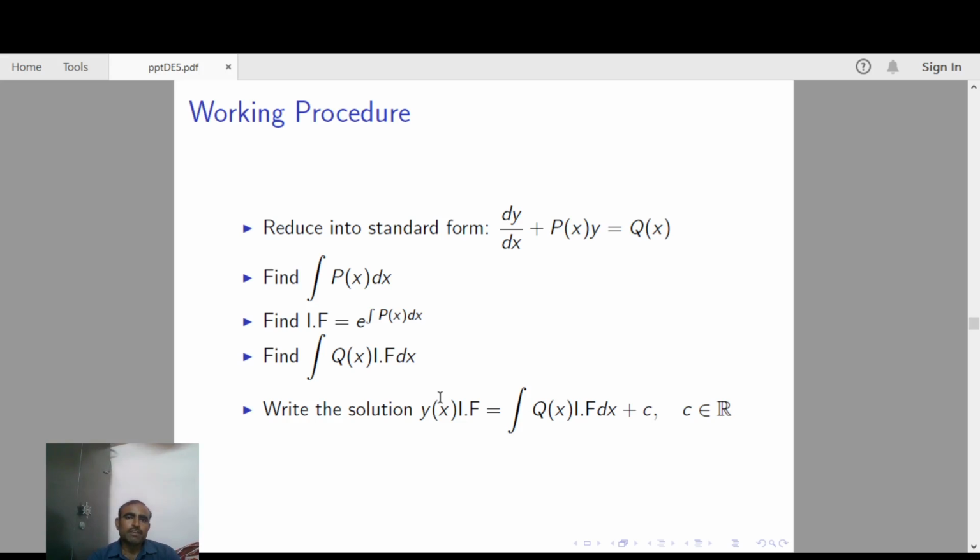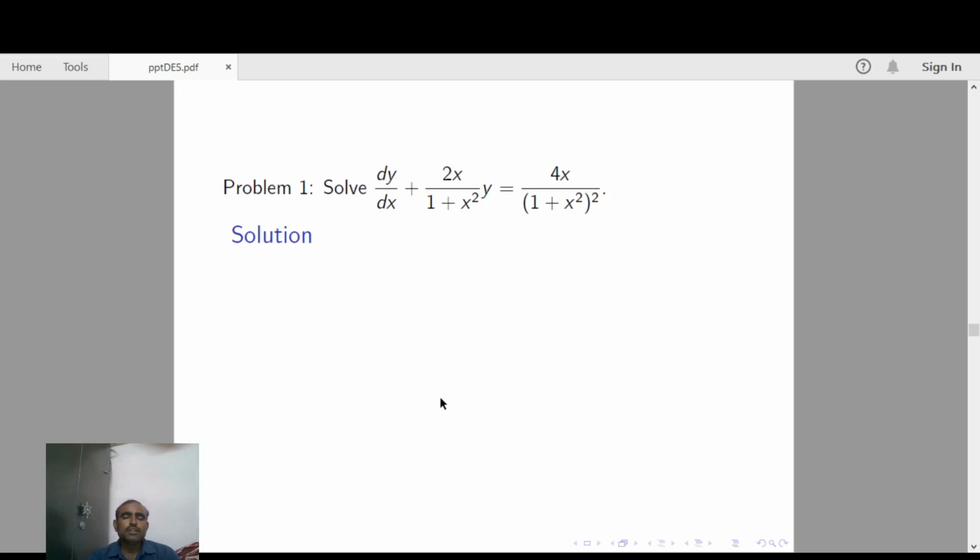First, reduce the given equation into the standard form dy/dx + p(x)y = q(x), and write p(x) and q(x). Then find ∫p(x)dx, and IF is equal to e^(∫p(x)dx). Then the solution is y · IF = ∫q(x) · IF dx + c, where c belongs to R, c is an arbitrary constant. See the first example.